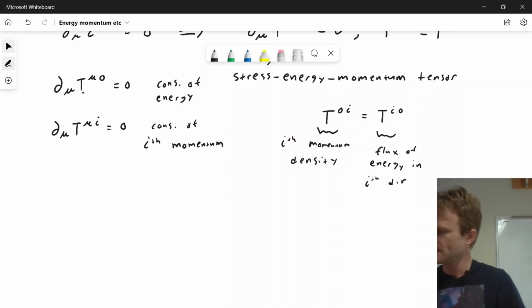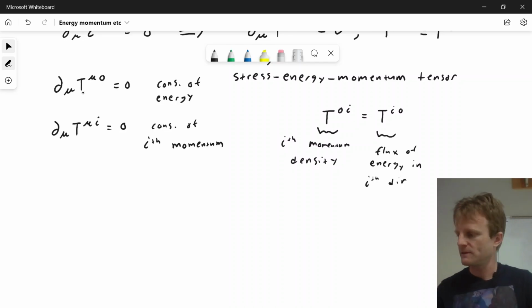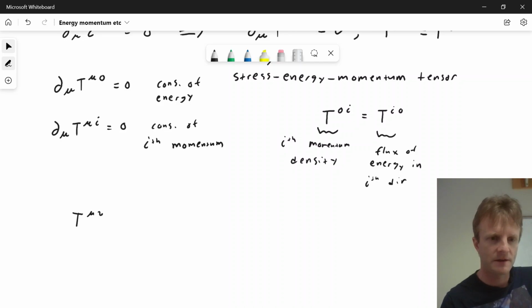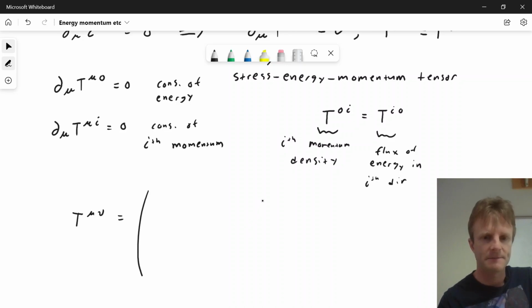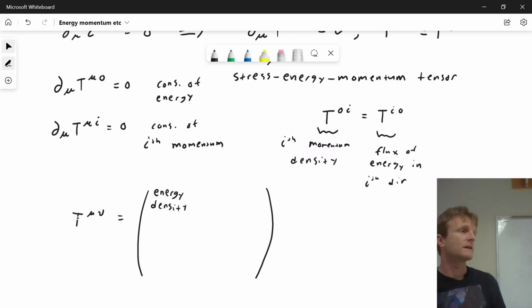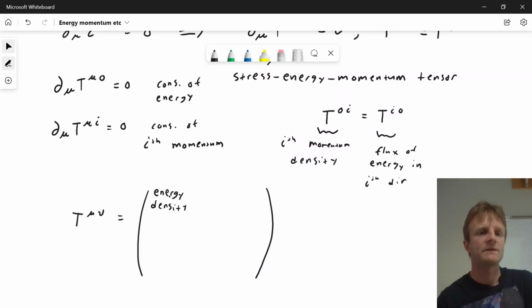Okay. So now let's think about how this relates to some things we know. First of all, the traditional way of thinking about naming these terms is to think of it as a big matrix. So up here in the 0, 0 component, that's just energy density in some frame. These are all frame-dependent notions, but the claim is this thing transforms like a good tensor. So we put energy density up here in the 0, 0 component.